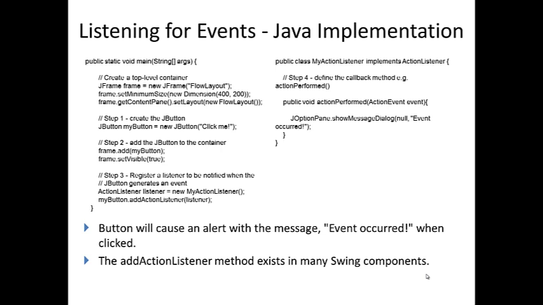The JButton then needs to generate an event. So we create an action listener, and we add that action listener to the button. Now the button is listening for something to happen. On the other side, in the action listener class, we've got an actionPerformed method which tells the JButton what to do. It creates a JOptionPane which says "event occurred." So this button causes the alert message "event occurred" when it's clicked.